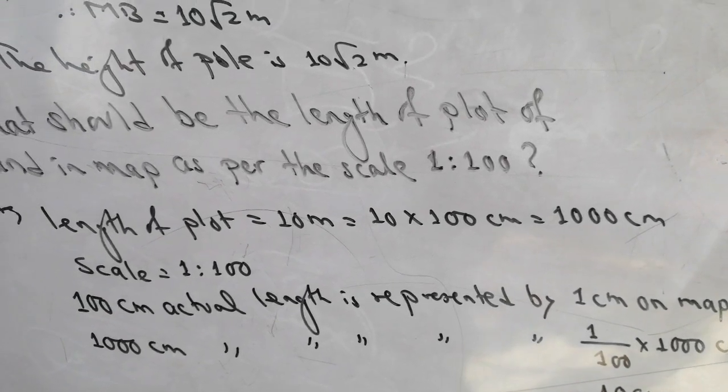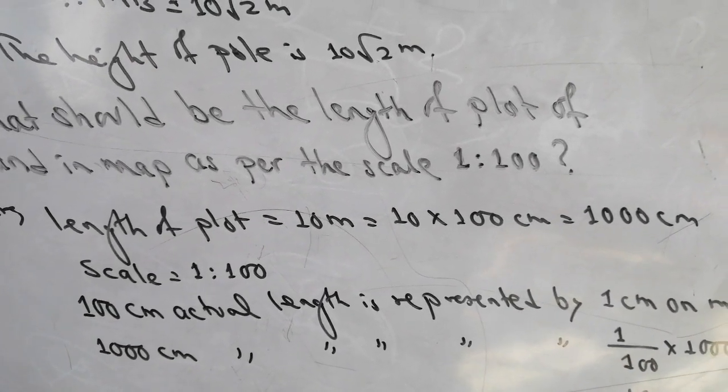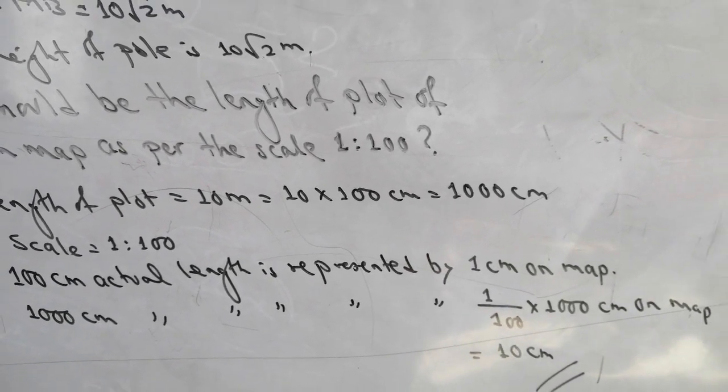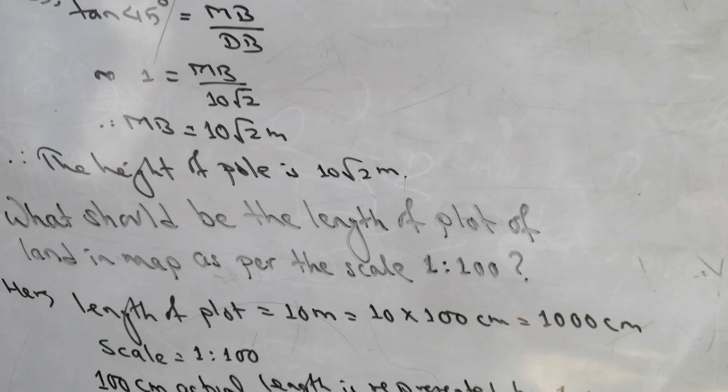So if 10 meter is there in actual and the scale is 1:200, if we draw it on the map, it will be of 5 cm. In this way, this problem is solved.